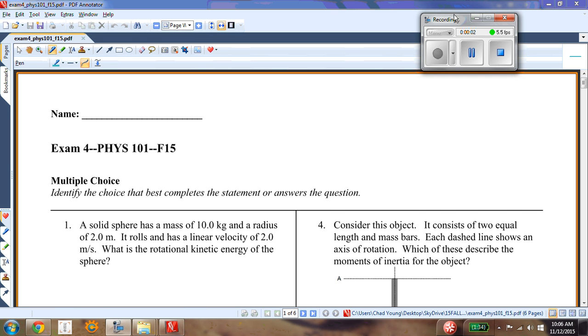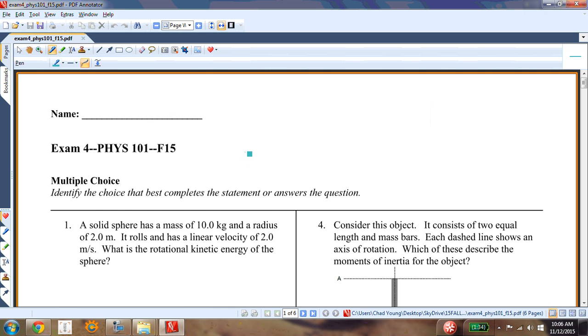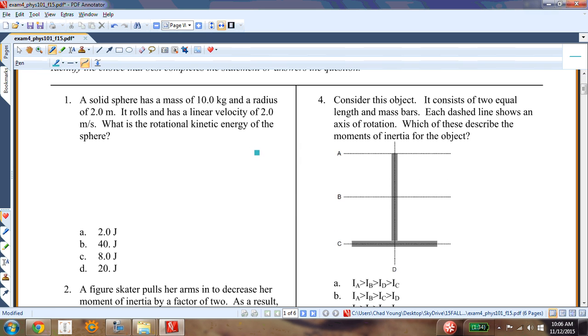Okay, this is exam 4 for Physics 101, fall 2015. A solid sphere has a mass of 10 kilograms and a radius of 2 meters. It rolls and has a linear velocity of 2 meters per second. What is the rotational kinetic energy?